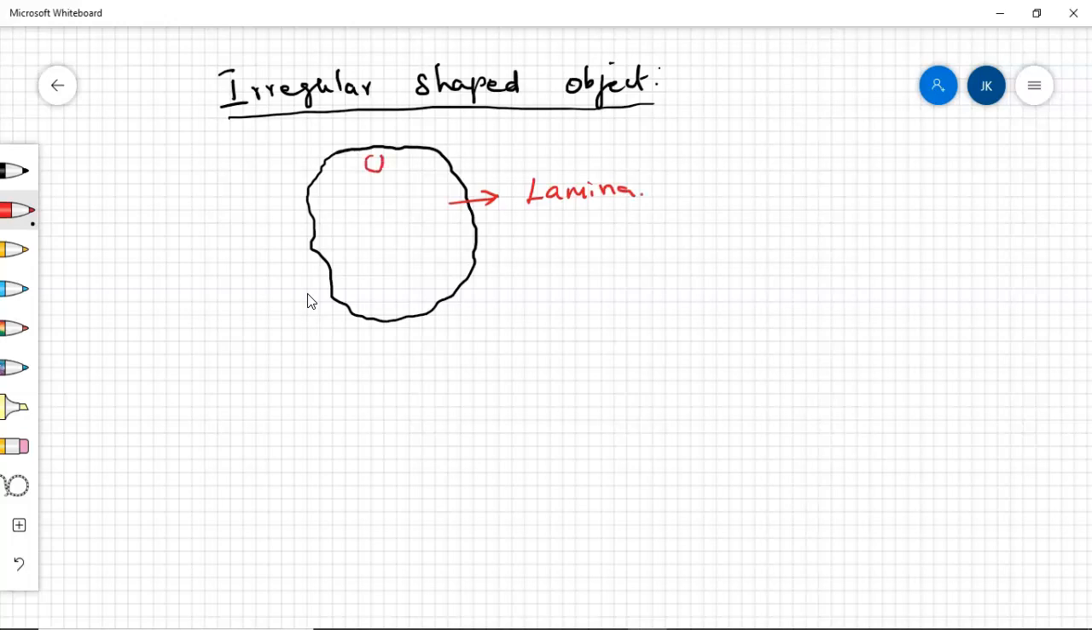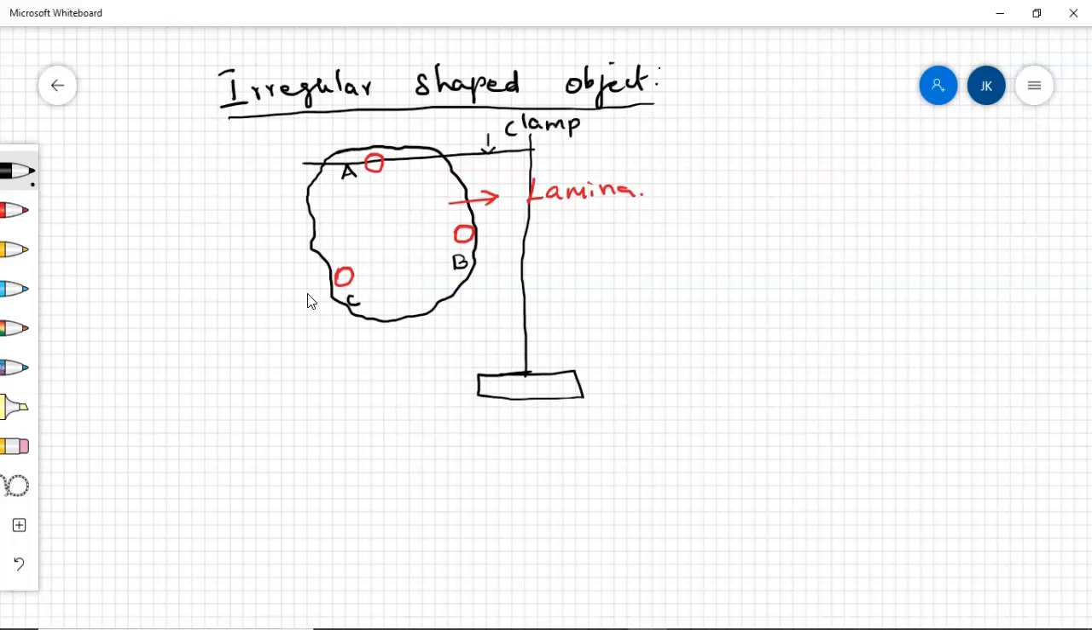I have to cut three holes, and they should be far apart from each other, labeled A, B and C. And I have to insert this cardboard through the hole A in the stand. Here is a clamp, and it is clamped through the hole A.